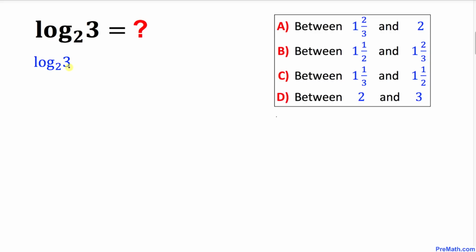And here's the logarithmic expression. I have just copied it down, log of 3 with the base 2. Since we don't know the value of this number, I'm going to assume this is equal to x. Now this has become a logarithmic equation and we want to convert it into an exponential equation.